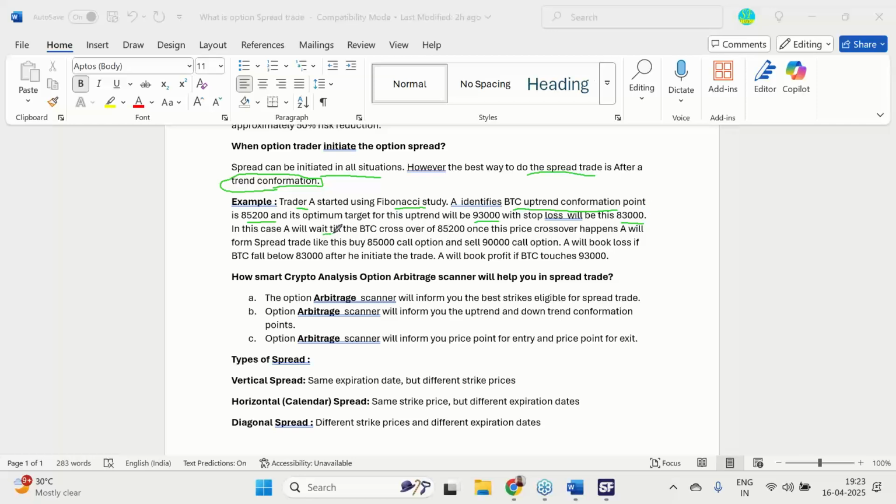Okay. So in this case, what do you have to do? You wait for the breakout of 85,200. Once it happens, you buy a call option and sell a call option to make it a spread to reduce your risk. If it comes to 83,000, you book the loss. Once it touches 93,000, you book the profit. The job is simple. This is how a spread trade happens. You analyze a trend, find a trend confirmation point, then you plan your trade.